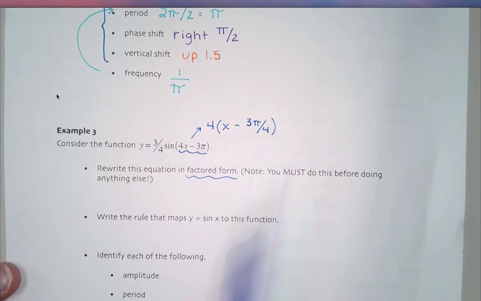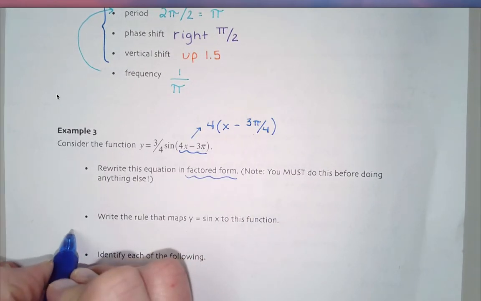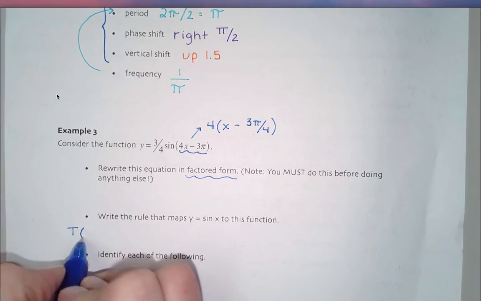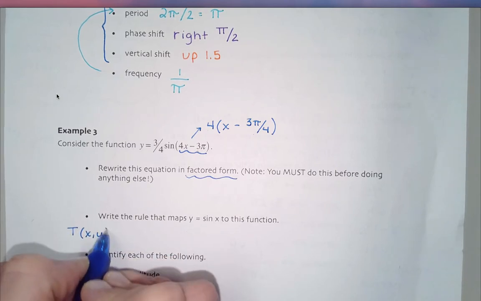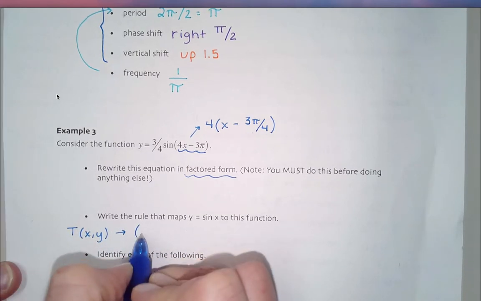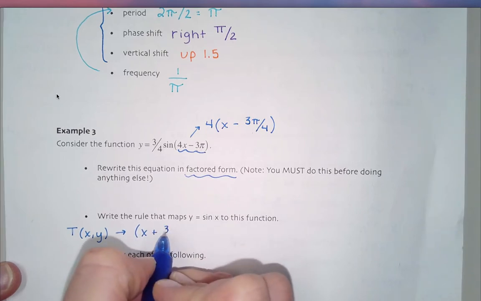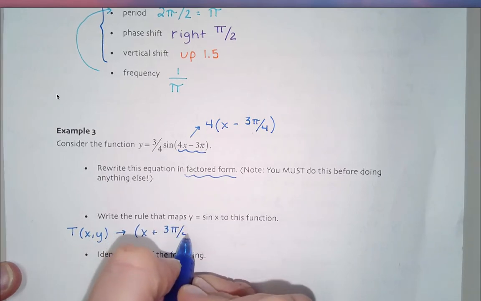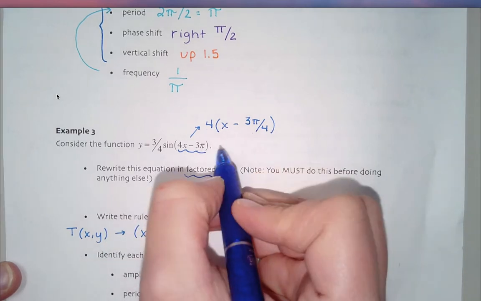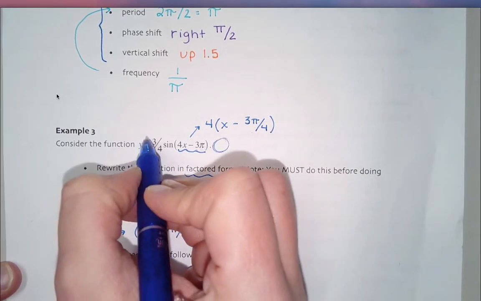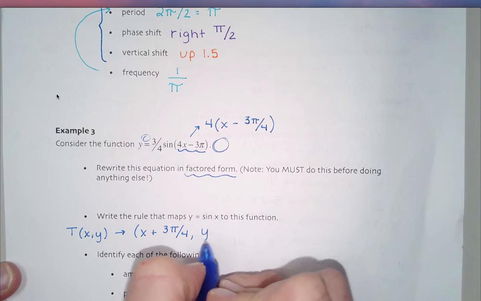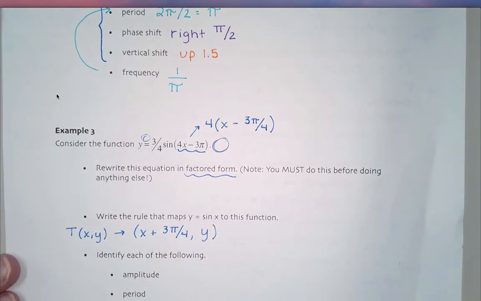So as far as my rule goes, my translation rule would be x plus 3 pi over 4. And for my y, I don't have anything here, and I don't have anything over here with the y, so I'm not translating up or down at all. I'm just going to leave that as a y.